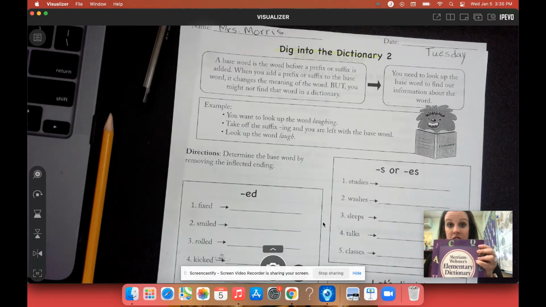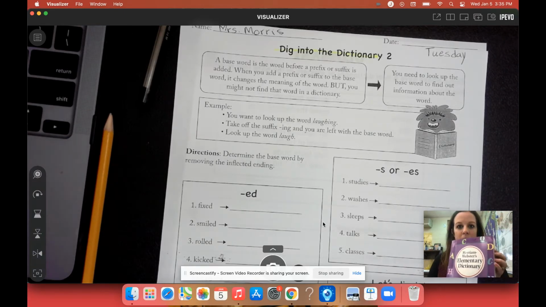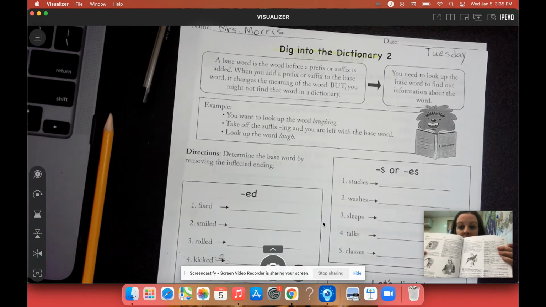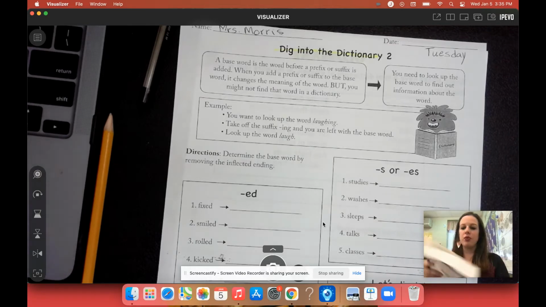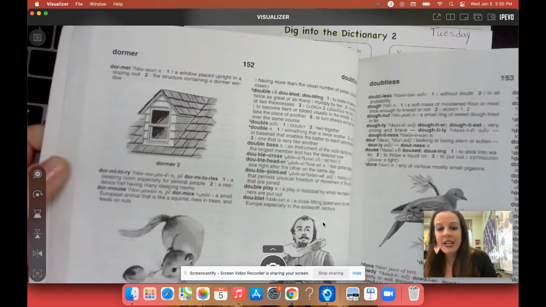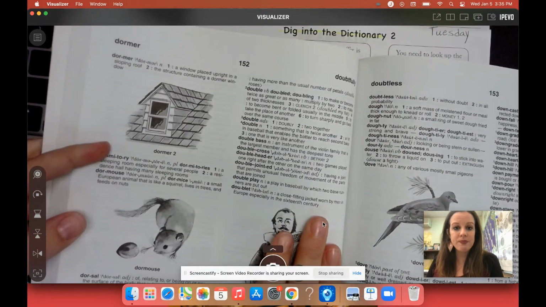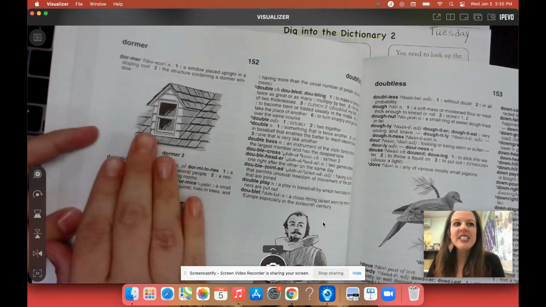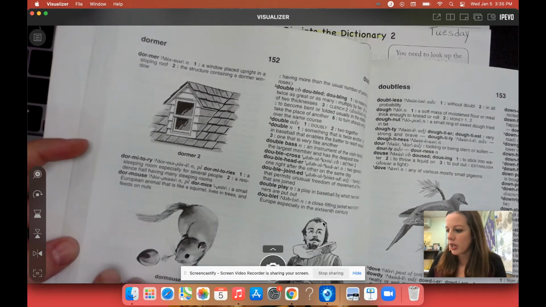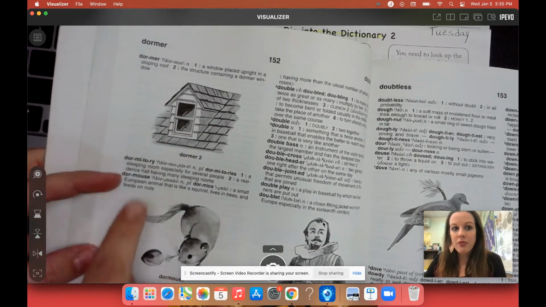This is a dictionary. Okay, this is a print version of a dictionary. A dictionary is a book. Inside the book, you're going to see words in alphabetical order. This is a children's dictionary, so some of the words are illustrated. Words are in alphabetical order.